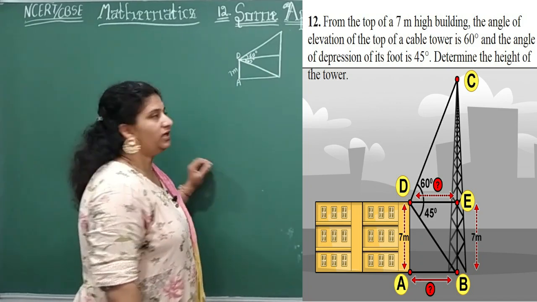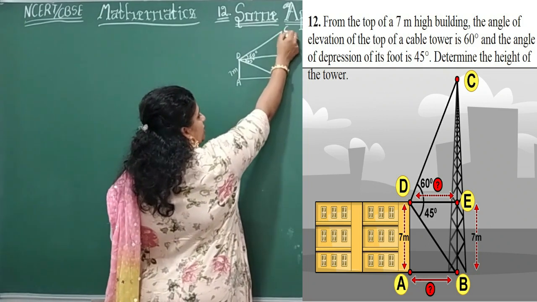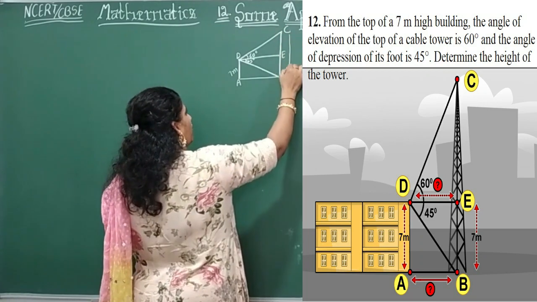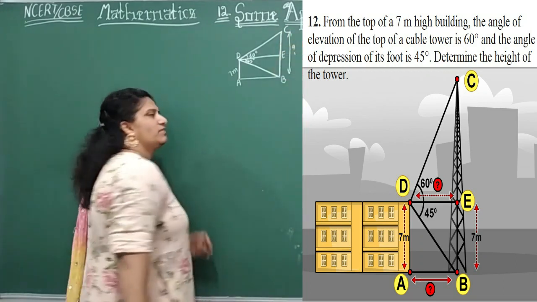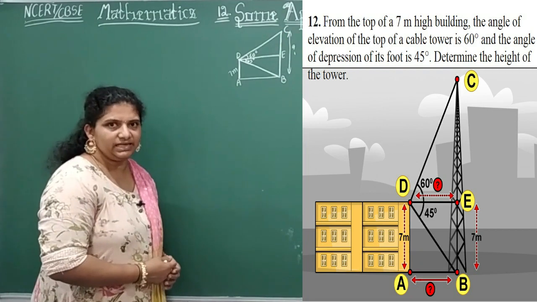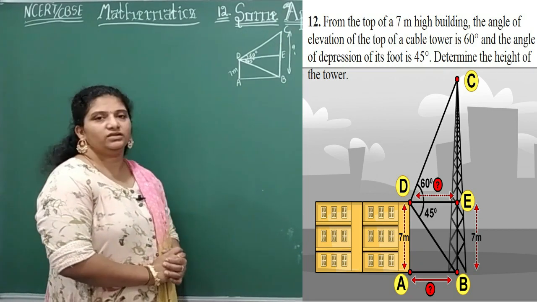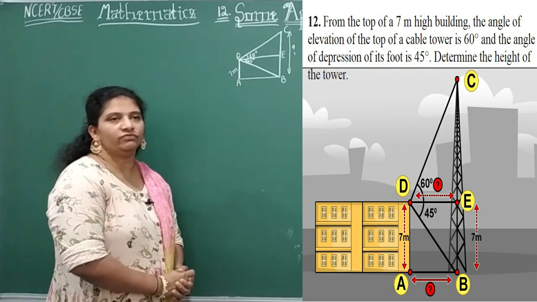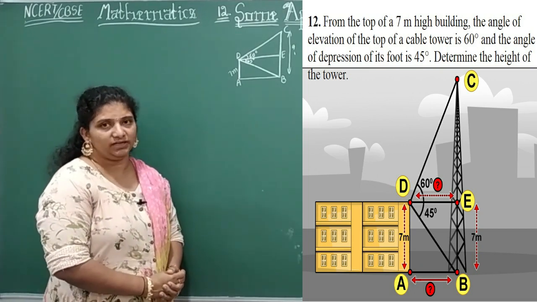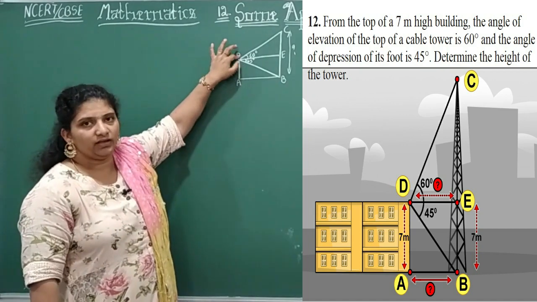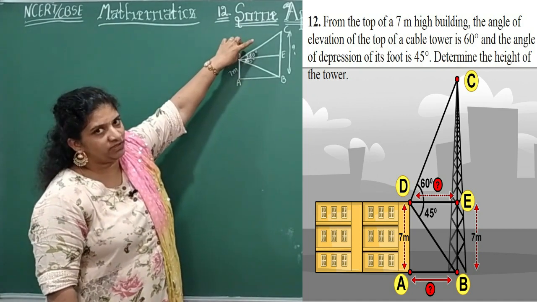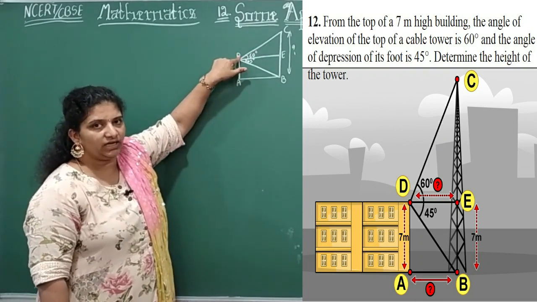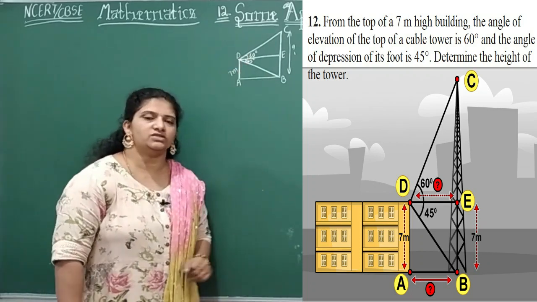Determine the height of the tower. What is your question here children? Find BC. The height BC is your question. Once again, let's see carefully. They have given us a building and a tower. On the top of a building of height 7 meters, from this point, the angle of elevation to the top of the tower is 60 degrees, and the angle of depression to the bottom of the tower is 45 degrees. Find the height of the tower is your problem.